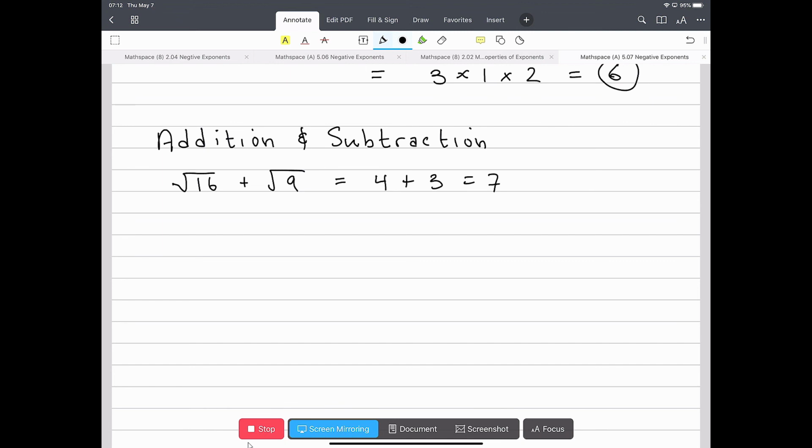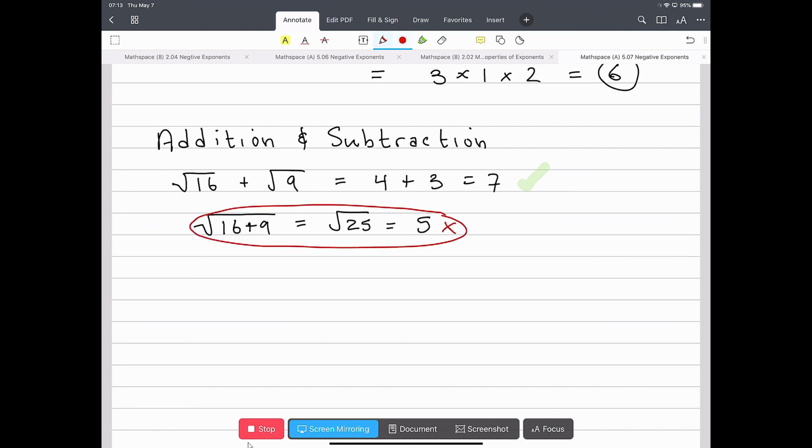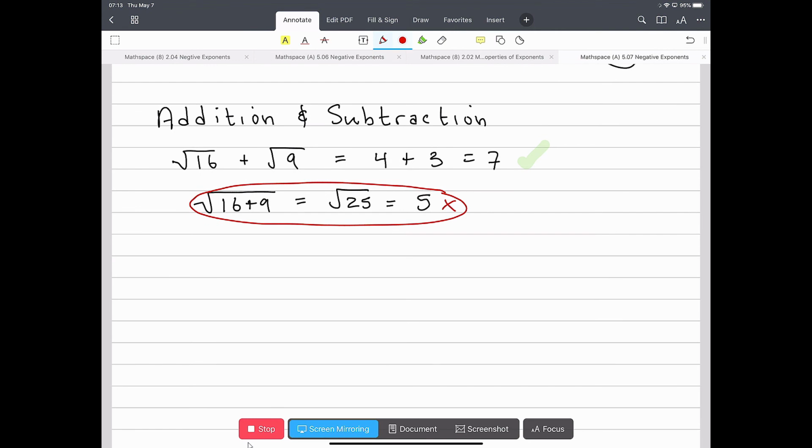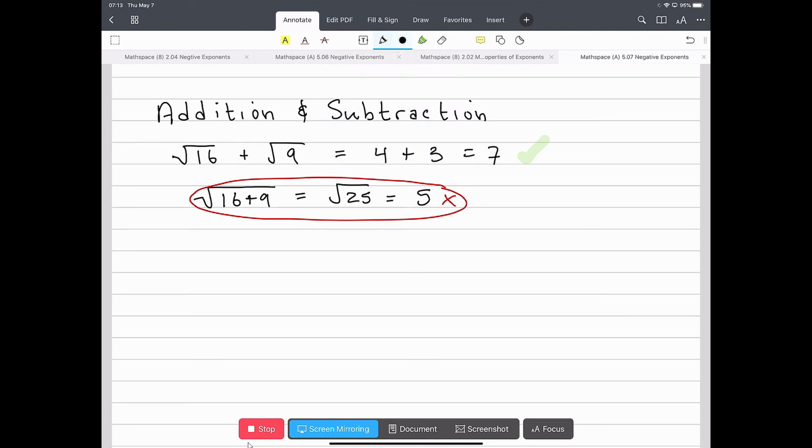Now, it's really important that you notice that this is the correct answer. But it's not the same as doing this: 16 plus 9 would give us a square root of 25. That's a perfect square, which simplifies to 5, but look, now we have different answers. So we can't do this. This doesn't work. We have to simplify each one separately first in order to add or subtract. So just keep that in mind as you work through the problems.